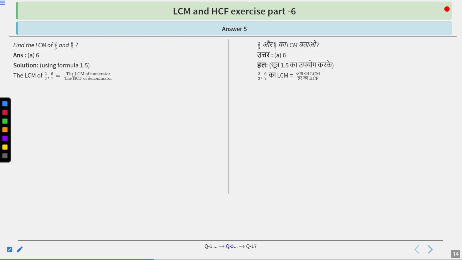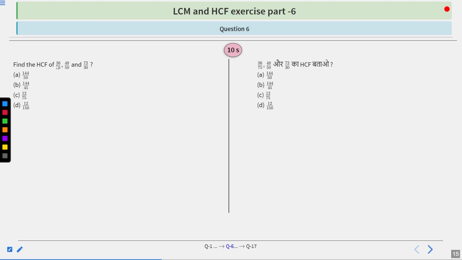Now, we can use formula 1.5. According to that, the LCM of fractions is equal to LCM of numerator upon HCF of denominator. Here the fractions are 2 upon 3 and 6 upon 7. So the LCM of numerator, that is 2 and 6, is 6, whereas the HCF of denominators 3 and 7 is 1. So 6 upon 1, 6, is the correct answer, option number A.